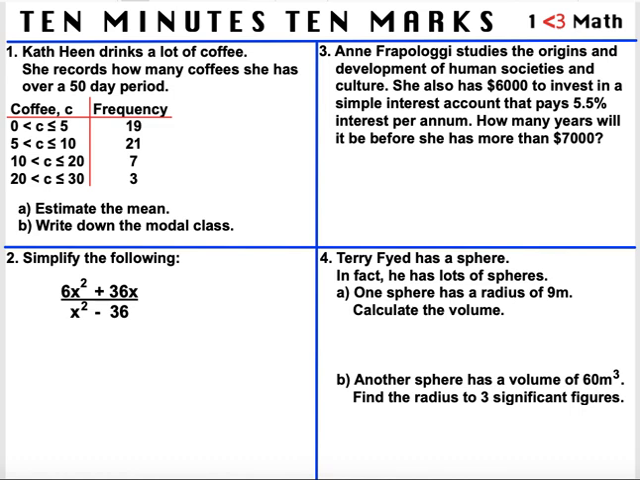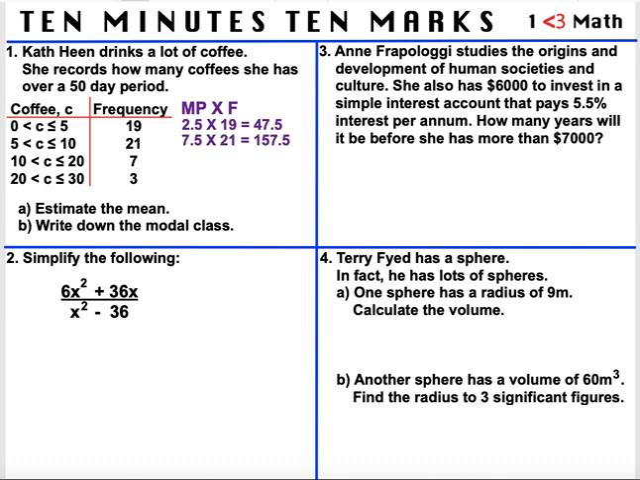However, we can estimate the mean, and this is what we have to do in part A. Now, to do this, we need to find the midpoint of each class interval, and we need to multiply that by the frequency. So that gives us an estimate. 19 days where she has between 0 and 5 coffees, the best estimate is 2.5 because it's exactly in the middle, it's the midpoint. So, midpoint times frequency is how we're going to go about doing this question. We're going to do, first of all, 2.5 times 19, which is 47.5.